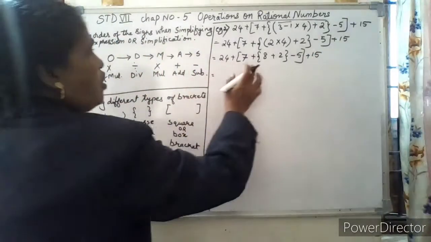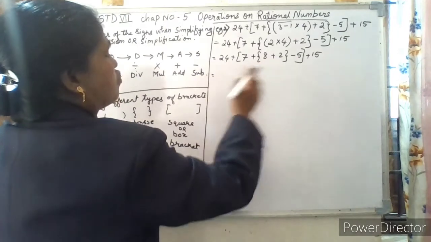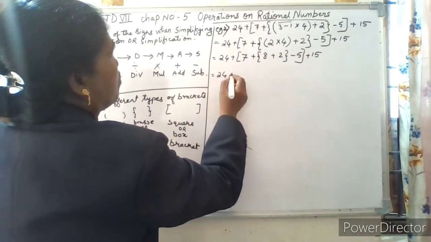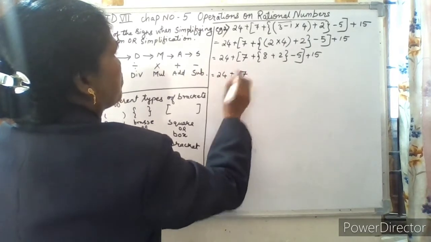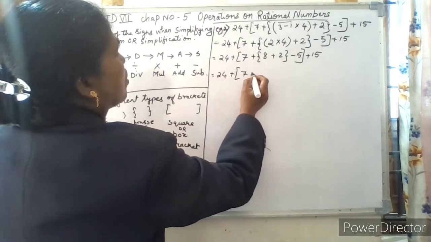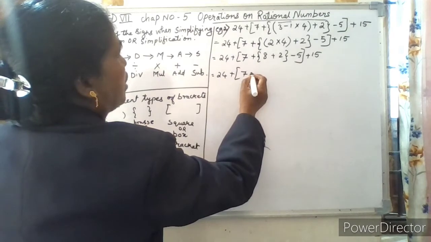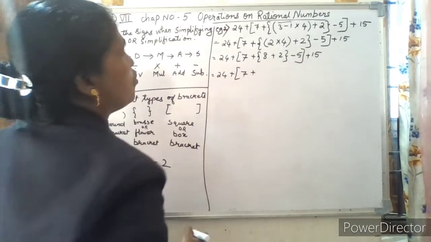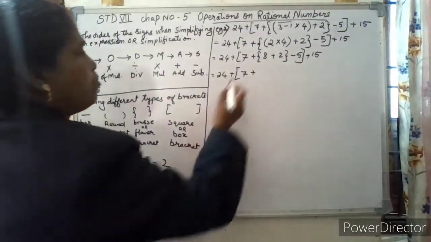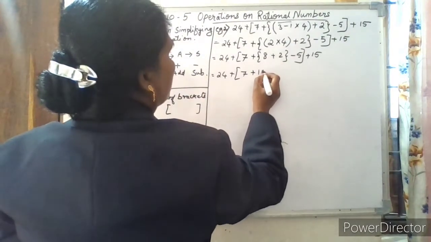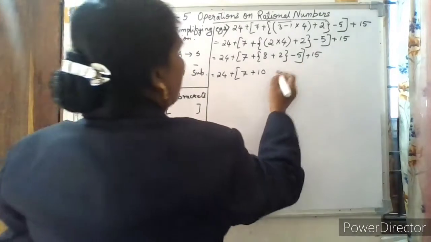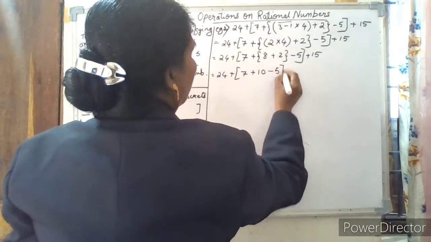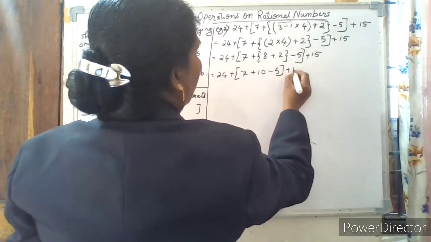Now next comes the brace bracket, to solve this. So it is 24 plus open box bracket plus 7. Then plus this you have to solve: 8 plus 2 is there. So 8 plus 2 is 10. Now the flower bracket or the brace bracket is gone. Next what is there? Minus 5. Close the box bracket, plus 15 is there.